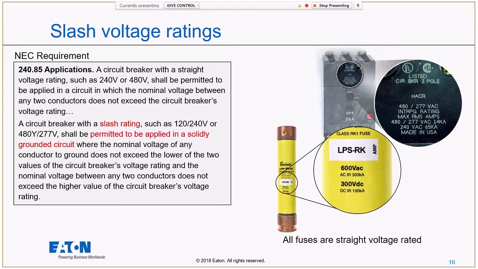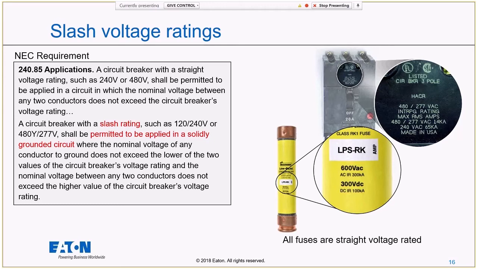So I have to make sure when I apply a slash rated component that my line to ground voltage is not greater than 277 volts. So in a solidly grounded Y system, I can apply slash rated components all day, every day. It's impossible to see more than 277 volts on that line to ground fault in a solidly grounded Y circuit. In every other type of grounded system, I must use straight rated components because I can see more than 277 volts on a single pole.